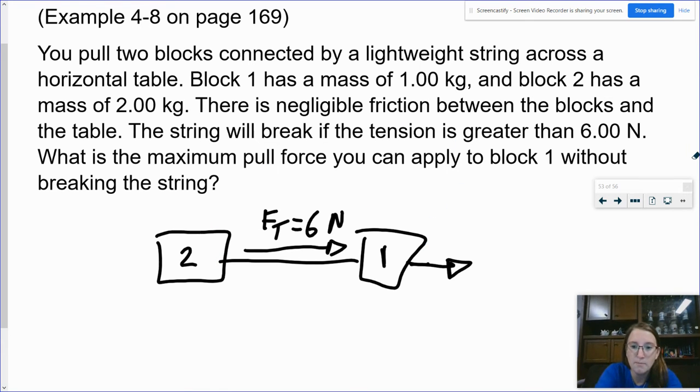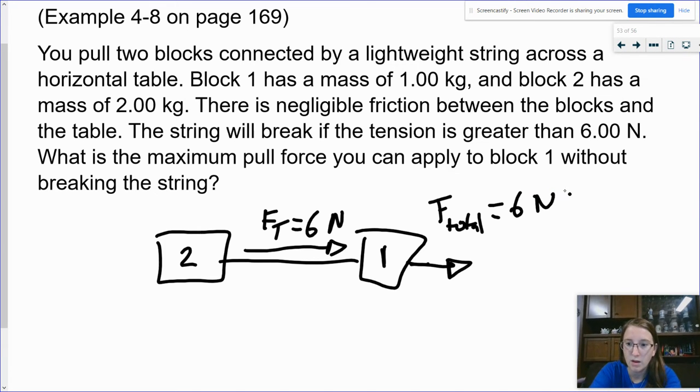What's going to happen out here, the total force that I'm going to be applying to block 1 needs to be, at max, this 6 newtons, plus the force that I need to pull block 1. This is the force I need to pull block 2. I need to know what's the force that I'm going to be pulling block 1 at. So I'm going to call this force 1. So here's what we're finding. Again, this is the force to pull block 2 plus the force to pull block 1.